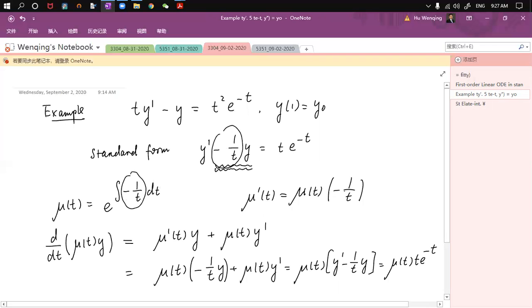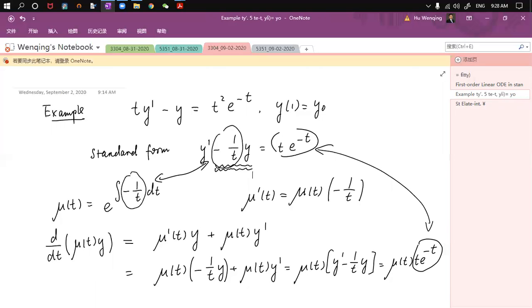And if you have that factor, you multiply this mu of t by y, you take a derivative, then it's going to come up with mu of t multiplied by the right-hand side, which is just this coefficient, right? So these two are the same, and these two are the same. That makes full use of each of the coefficients in the equation in standard form, right?